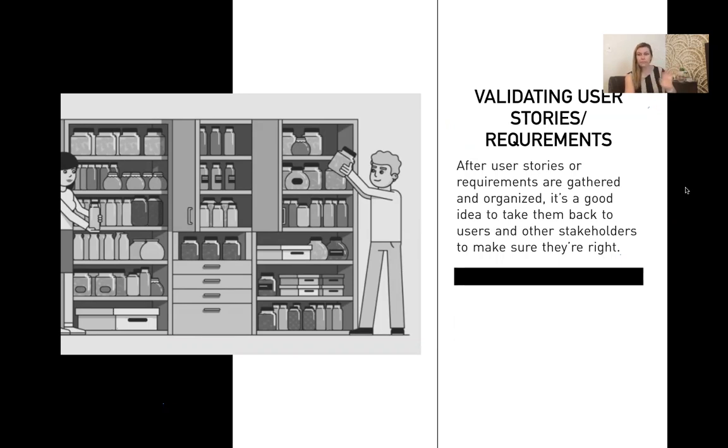So, validating user stories and requirements. After user stories or requirements are gathered and organized, it's a good idea to take them back to users and other stakeholders to make sure they're right. It's also a good idea to take some time to coordinate between members of your team so that everyone is on the same page and will be following the same plan. This initial stage of validation will need to be revisited and stories will need to be reprioritized as often as every 2 weeks. I just say every 2 weeks because that's the sprint length I'm familiar with. It might be 3 weeks to you, whatever the length of the sprint is.